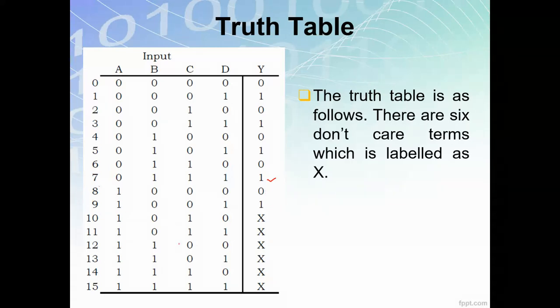Sebab you pakai BCD, so BCD dia up to sampai 9 je. Because of your input ni ada 15, so yang 10, 11, 12, 13, 14, 15 ni tidak diguna pakai. So therefore, we represent this not being used ni as X. X expressions. So the truth table as follows. There are 6 don't care terms which are labeled as X. We don't care about the result because they're not being used for that particular circuit.